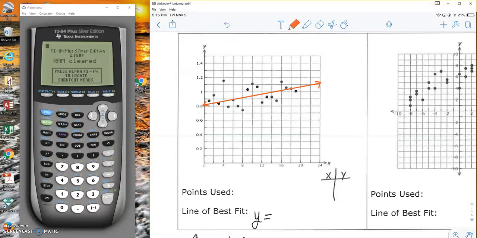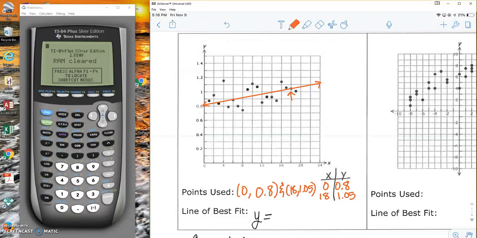So with the points used, we're going to use the point (0, 0.8), and we'll use this one, the point (18, 1.05). I am just picking these because they fit on that line. If you drew your line a little differently, you would follow the same steps as me, but you would use a couple of different points.